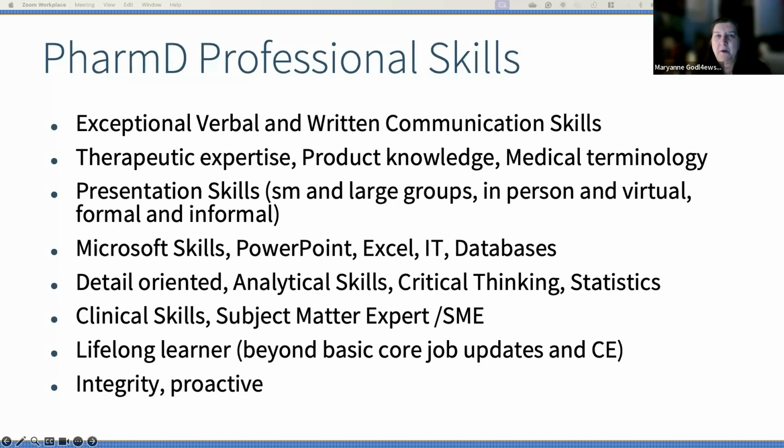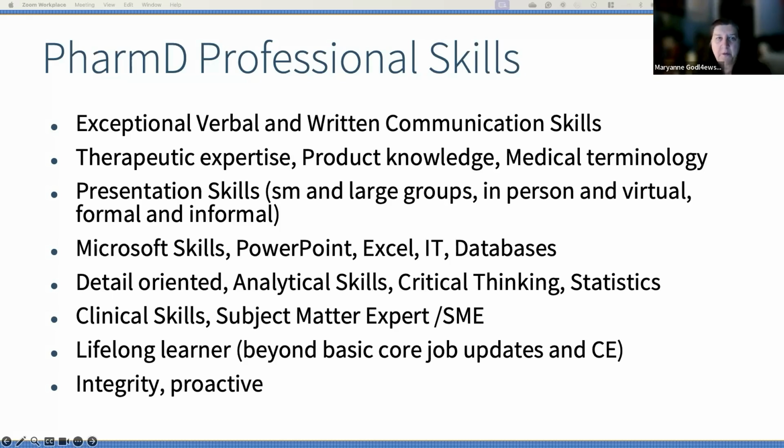Presentation skills are very important, whether it's in person or virtually. We all worked virtually during COVID and very successfully. Prepare slides, prepare presentations, both for small groups and large groups, for formal and informal, and just practice. Practice any opportunity and volunteer. If somebody says, who would like to give a presentation, volunteer and you'll get some practice.